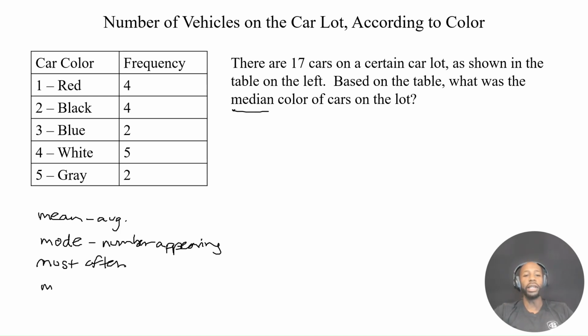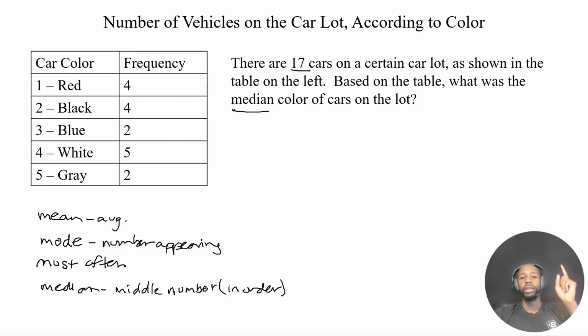And then the median is the middle number. But don't forget, because I see a lot of students forget this, when the numbers are put in order. Now note the order of this is red, black, blue, white, and gray. So it's 17 cars. Now what we could do, but for the SAT it'll take too much time, we could just list out all these in order and then kind of mark on left side, right side until we get the middle number. However, that will take too much time.